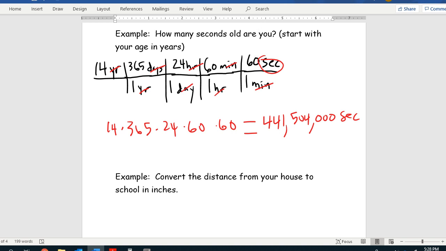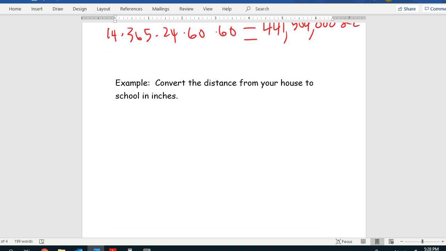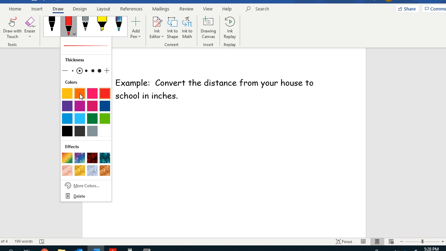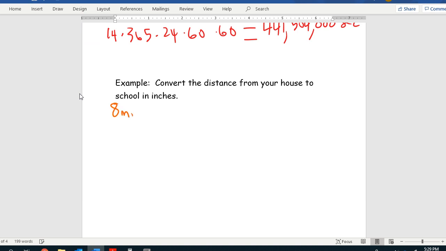All right, let's take a look at another example. Convert the distance from your house to school in inches. So let's just say that you live 8 miles from your school. So you're going to start with the quantity 8 miles. All right. So we need an equivalency ratio that has miles in it. And I know that 1 mile is equivalent to 5,280 feet. Now this is a pretty common equivalency ratio. Some of you may not be familiar with it yet, but you should get familiar with that one. There's some others that you may not know that will be given to you.